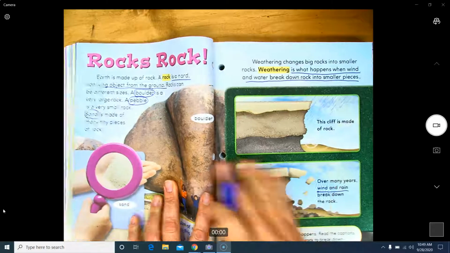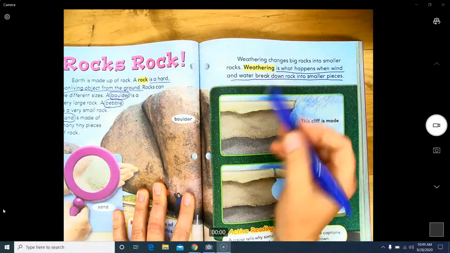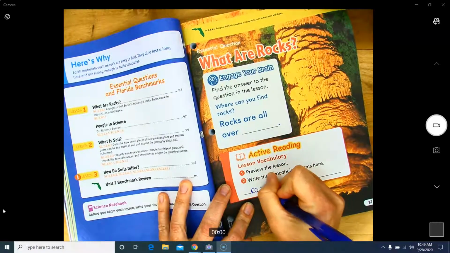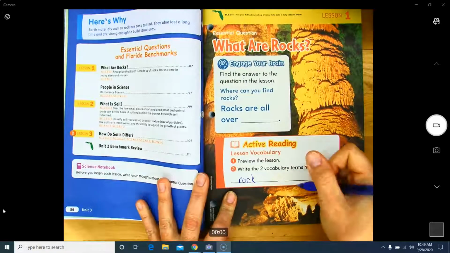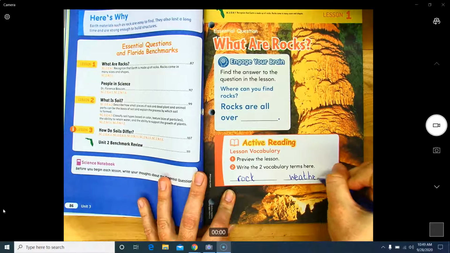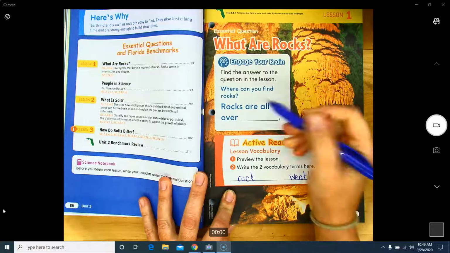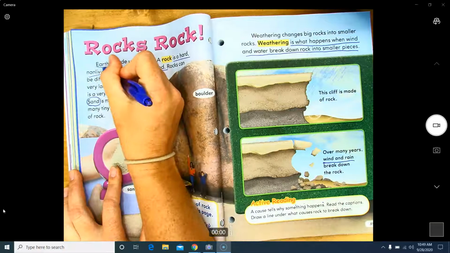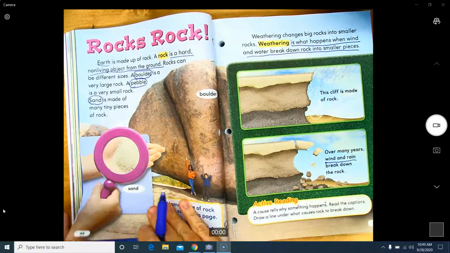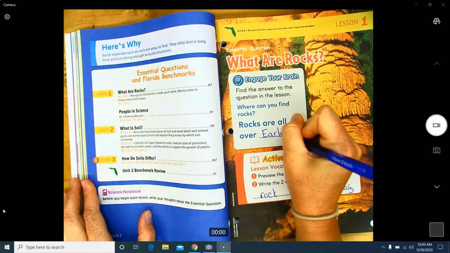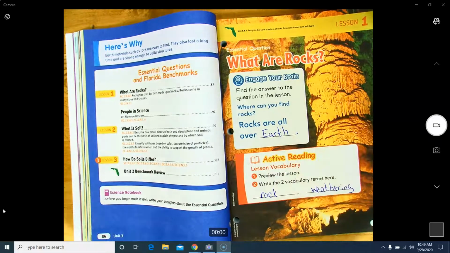Okay? I found my 2 vocabulary terms. They're highlighted and in a bold print. So rock is one vocab term, and weathering. Rocks are all over where? All over Earth. Earth is made up of rock. So rocks are all over Earth. Earth is capitalized because it's the proper name of our planet.